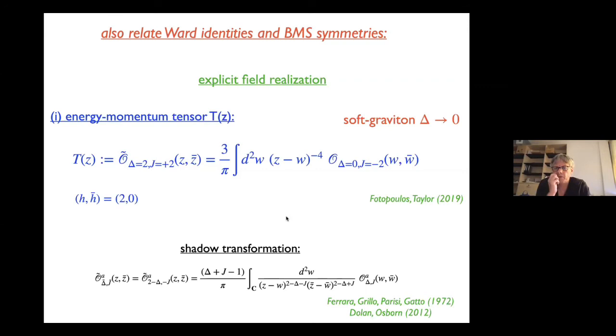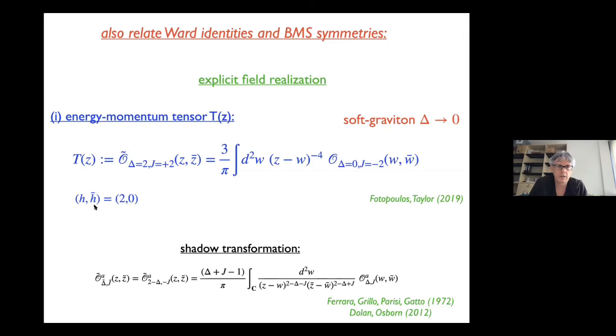A shadow is a very well-known concept from conformal field theory: a shadow transformation is a complex integral which converts an operator with spin j to an operator with spin minus j and conformal dimension 2 minus delta. So when you start here with a soft graviton with delta equal to zero, you will get delta equal to 2. As you can prove, this has exactly the right conformal dimension a stress tensor should have. So h plus h bar is 2 and the spin is h minus h bar, so it has exactly the conformal weights of a stress tensor.